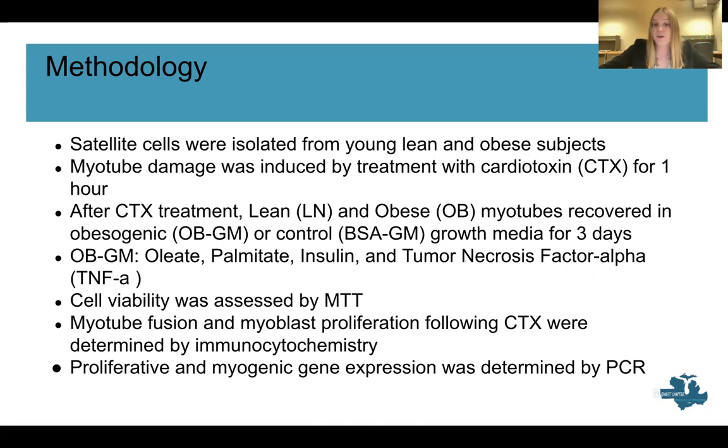After this CTX treatment, lean and obese myotubes were covered in an obesogenic, OBGM, or control BSA-GM growth media for 3 days. The OBGM was composed of Oleate, Palmitate, Insulin, and Tumor Necrosis Factor-alpha. Cell viability was assessed by MTT. Myotube fusion and myoblast proliferation following cardiotoxin treatment were determined by immunocytochemistry, and proliferative and myogenic gene expression was determined by PCR.